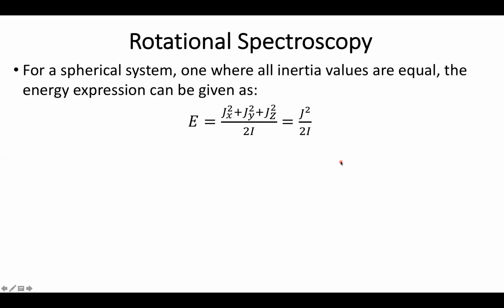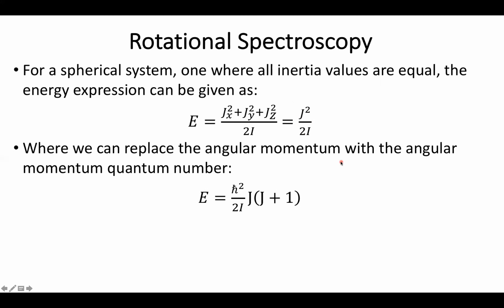Instead, we like using angular momentum quantum numbers. Specifically, we tend to use the total angular momentum quantum number, which has the same exact symbol of J. I am so sorry. But as a reminder, the value for the total angular momentum and the quantum number are going to be related by h bar squared times J times J plus 1.